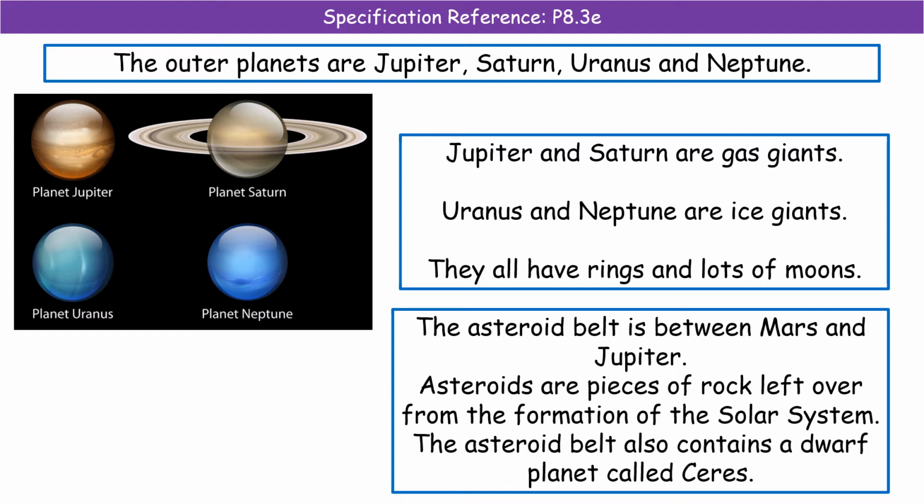Another key feature of our solar system is the asteroid belt. Now the asteroid belt itself is located between Mars and Jupiter. So the asteroid belt is basically made up of these lumps of rocks or asteroids that were left over from the formation of the solar system. And also within the asteroid belt, this isn't a tiny little thing, it's quite big, then we have a dwarf planet called Ceres. So what we find is that between the inner planets and the outer planets, we have the asteroid belt.